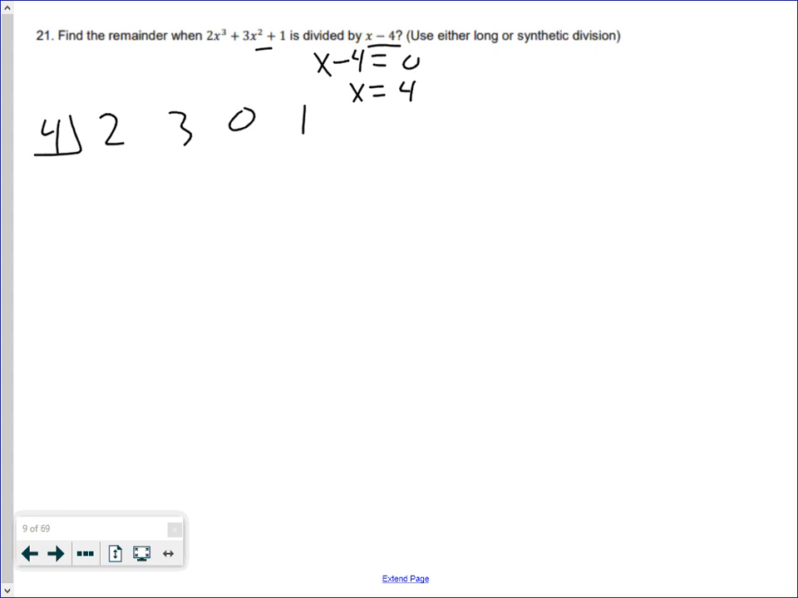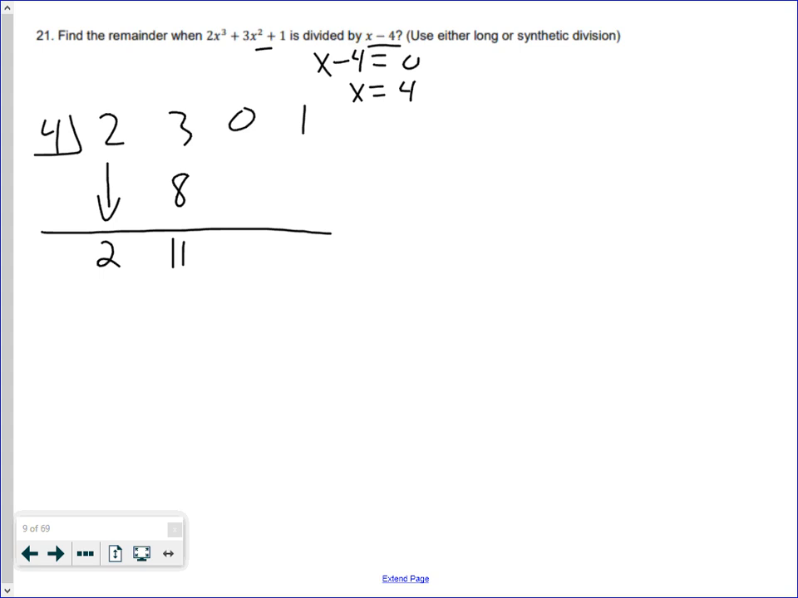All right. So we put it in. That's where the 0 comes from. And remember, in synthetic division, you drop down the first term first. So you drop down that 2. And then we multiply 4 with 2. That gives us 8. And then we add down. So 3 plus 8 is 11. And we do it again.